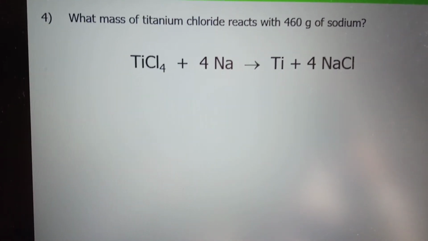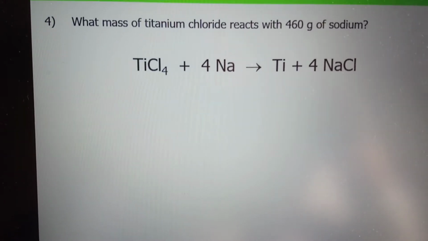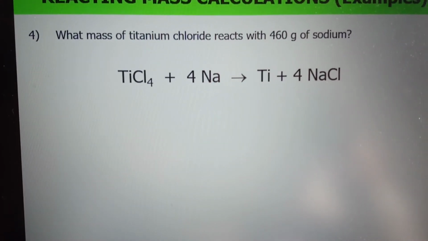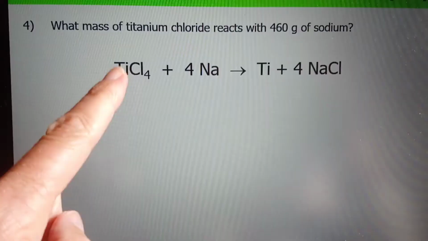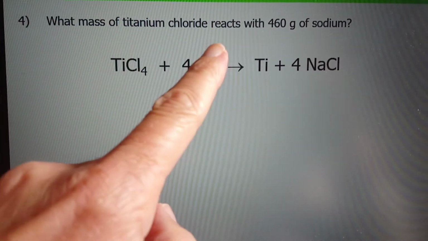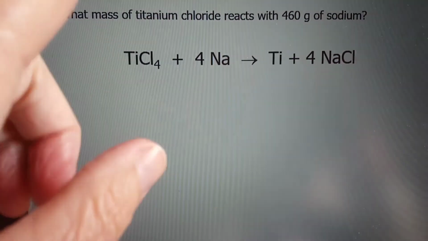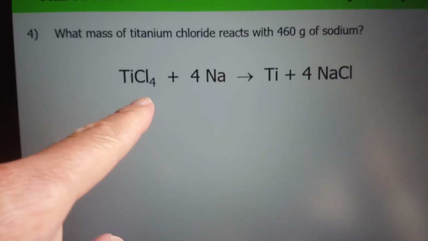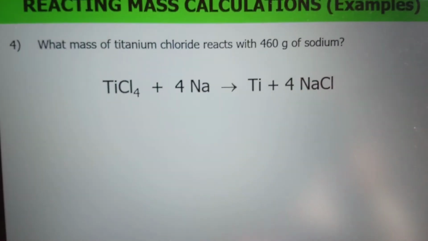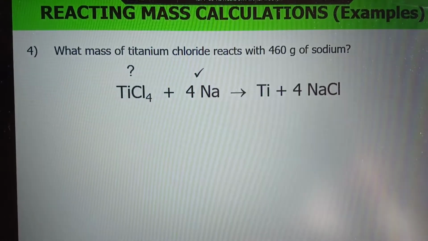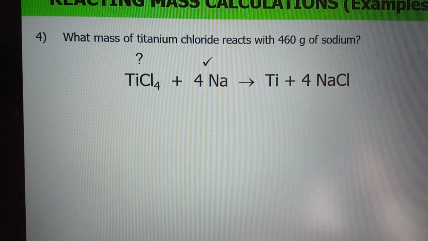Okay, last one. What mass of titanium chloride reacts with 460 grams of sodium? So we know the mass of sodium. We want to find out the mass of titanium chloride. So our tick goes over sodium and our question mark goes over titanium chloride.